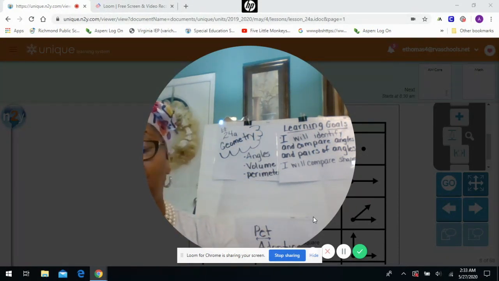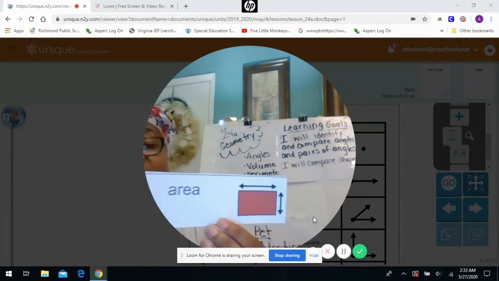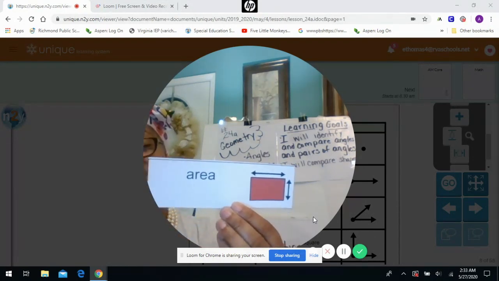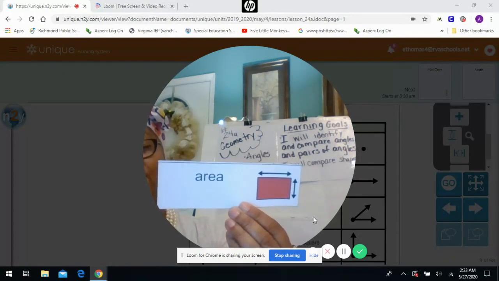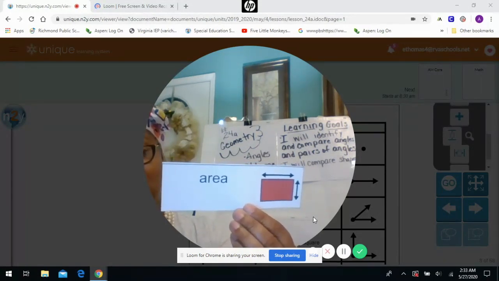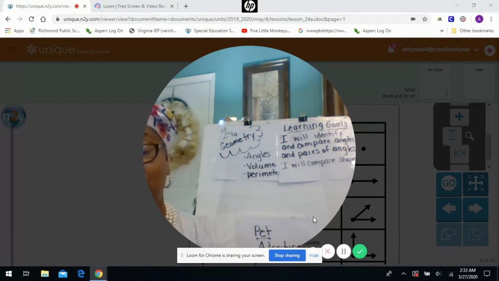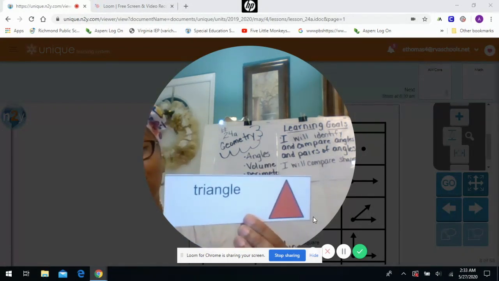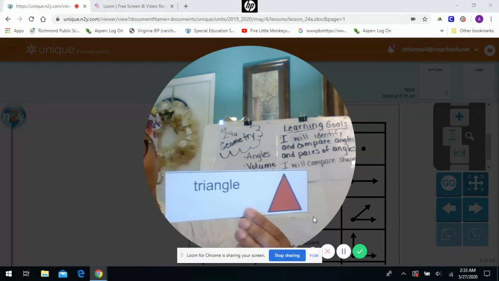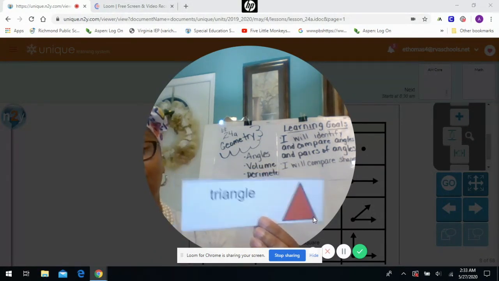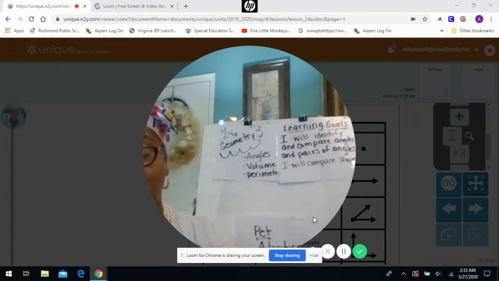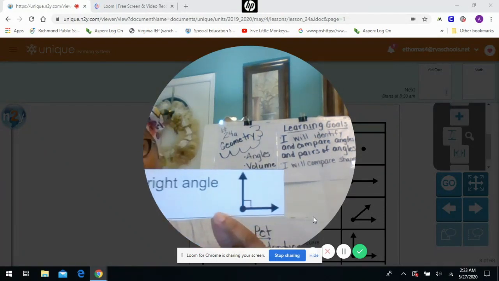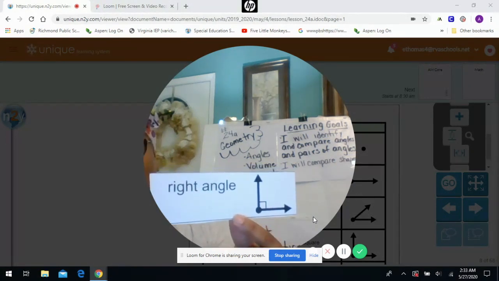Very good. All right, the next one is area. It's the surface inside a figure or shape. The surface inside, like the area of a room. The next word is a triangle. A triangle has 3 sides. The next word is a right angle. It's measured at 90 degrees.